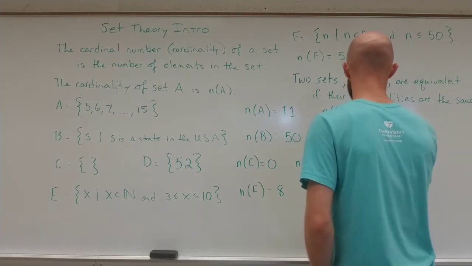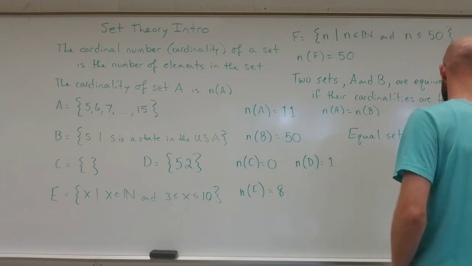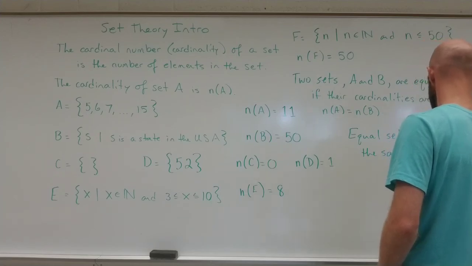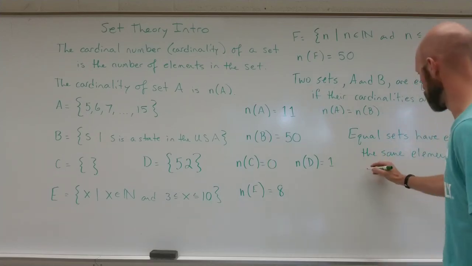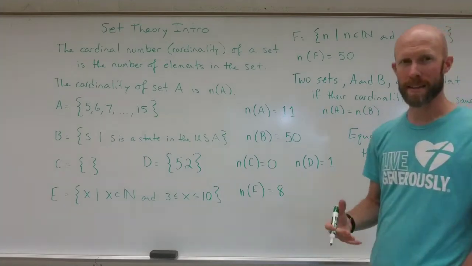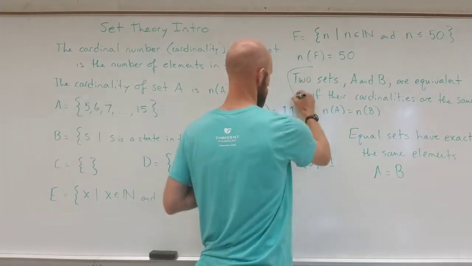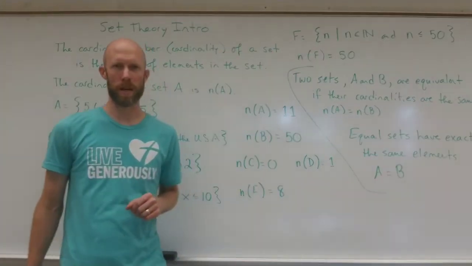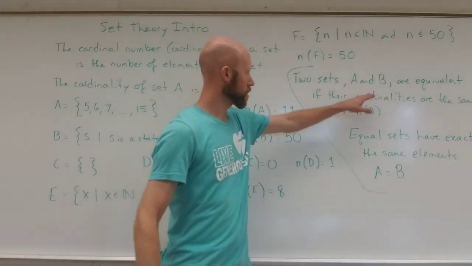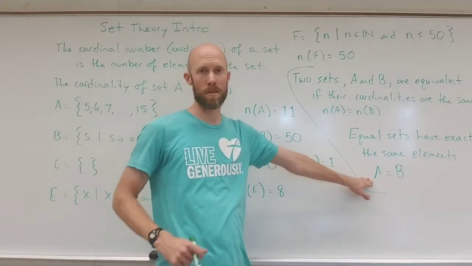Equivalent sets contain the same number of elements, even if the elements themselves are not the same. Equal sets are sets that have exactly the same elements. Okay, so equal sets have exactly the same elements. So we would say in that case that A and B would be equal to each other if they actually had the same elements. I'm not talking about the A and B over on this side, these examples here. This is all separate from the examples that I'm working out. These are just definitions now. Okay? So two sets are equivalent if their cardinalities are the same. Two sets are equal if their actual elements are the same.